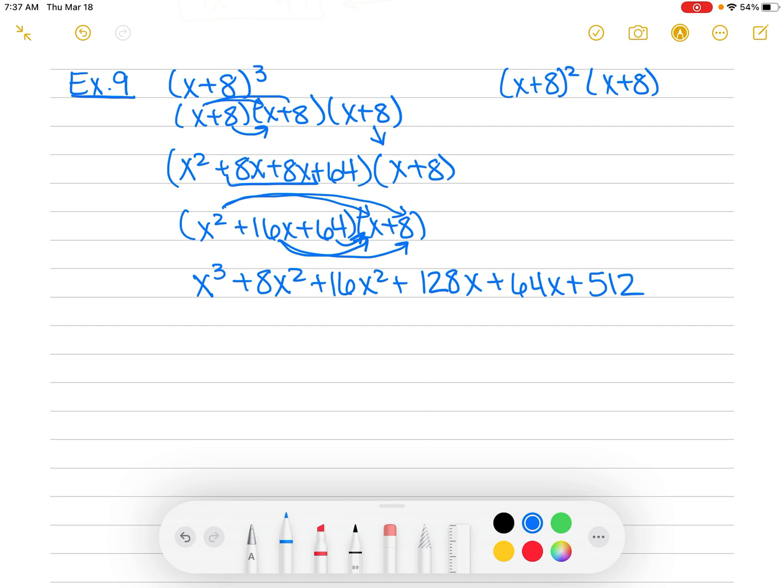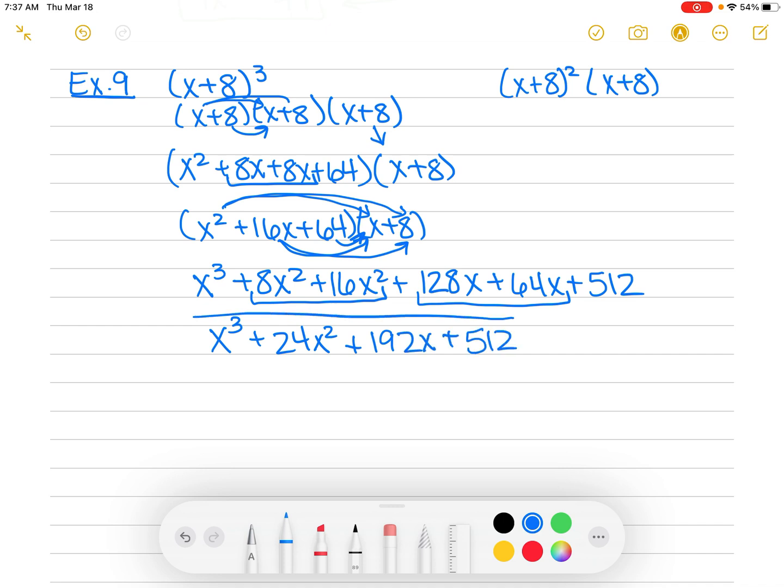Okay, so now I'm going to put together my like terms, which are right here and right here. So I get x cubed plus 24x squared plus 192x plus 512. So that's my final answer. And so there's no trick to this one. The only thing is that you have to do it in steps.